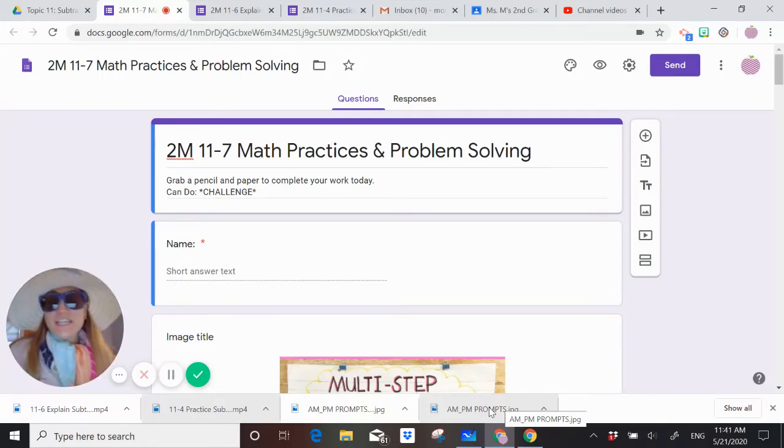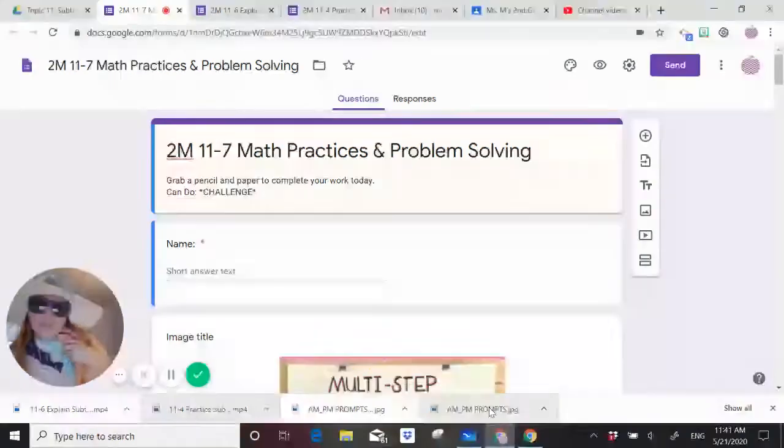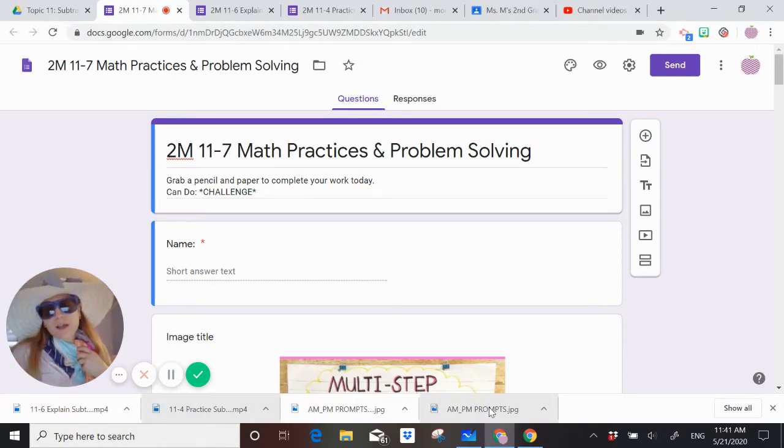Hey, second grade. So today we are going to be looking at 11-7, math practices and problem solving. And I'm dressed up because today's word problem talks about a school play and Miss M loves theater. So I decided to get dressed up just to entertain everyone today.